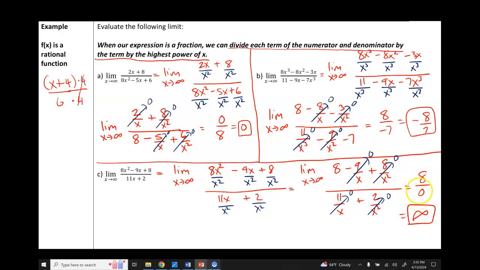Okay, and the reason for that is because, remember, these are approaching 0. So if you take 8 and you divide it by a really, really small number, then it's going to give you a really big number. So as this approaches 0, 8 over that is going to approach infinity. So in this case, the limit is infinity, or in other words, it does not exist.